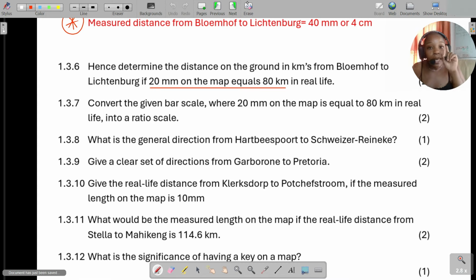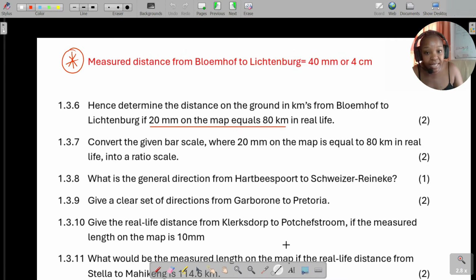So hence, determine the distance on the ground in kilometers from Bloemhof to Lichtenburg. 20 millimeters on the map equals 80 kilometers in real life. So we're going to use this measured distance that I've indicated here in red, that the measured distance from Bloemhof to Lichtenburg is 40 millimeters. I know that I said it's 45 millimeters because I was using the online ruler, but if you've got your physical paper and you measure it, it's supposed to be 40 millimeters or 4 centimeters.